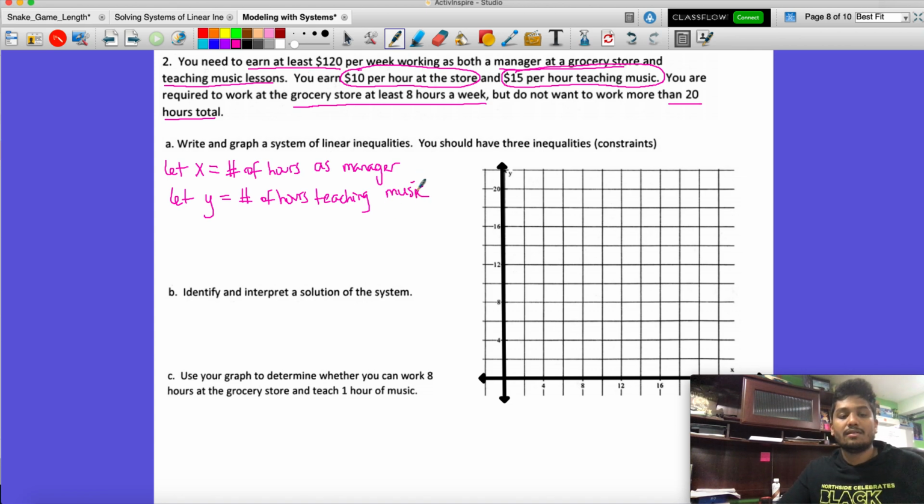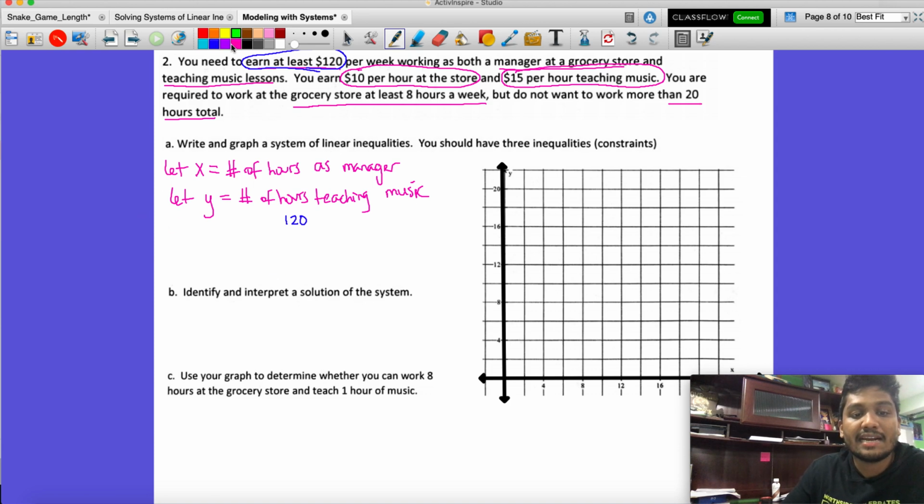Now from here, we have to start writing down some information. I don't think I have enough space for that here, so I'm going to start writing it down here. Oh, perhaps maybe I do. Okay, so we have to look for totals. Help me look for some totals. It says we need to earn at least $120 per week. So that's a total, so I'm going to write that here, $120 per week.